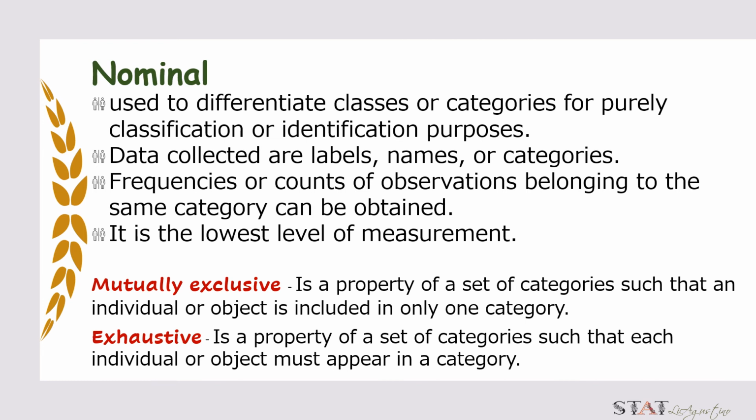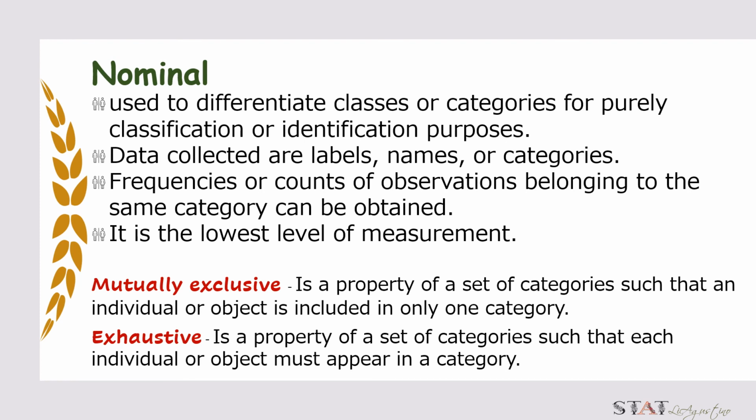It is mutually exclusive and exhaustive. So what is this mutually exclusive? Mutually exclusive is a property of a set of categories such that an individual or object is included in only one category. For example, if I'm a girl, if I'm a female, I cannot be in the male category. So that means that I should be included in only one category.